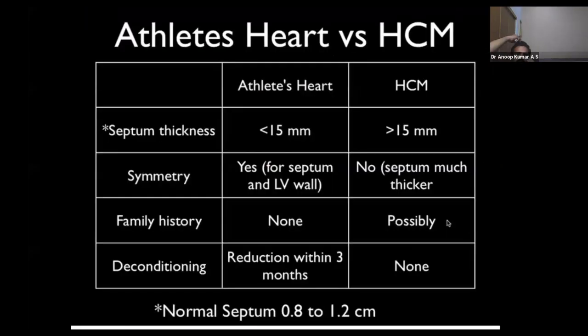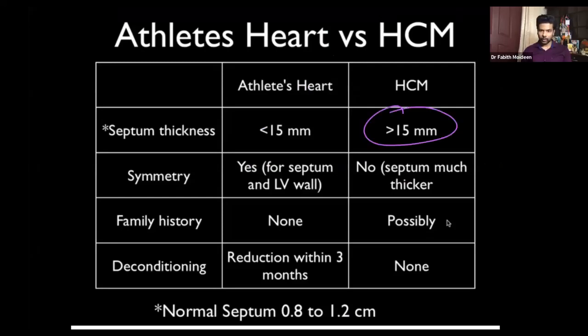Now, some differences. If the posterior wall is more than 1.5 centimeters and you have a family history of sudden cardiac arrest, think about it.